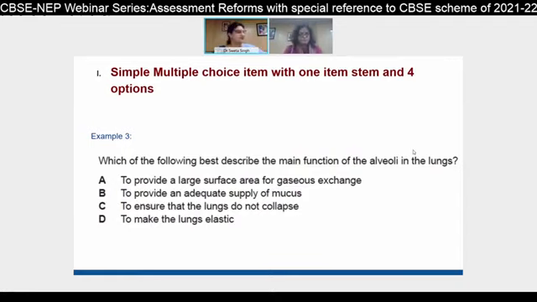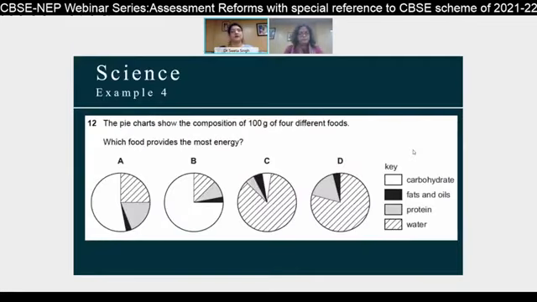Let's go to the next example. This is not probably for classes 9th and 10th or a junior class, but still it is a question which will prompt the students to think about whatever is given to them.